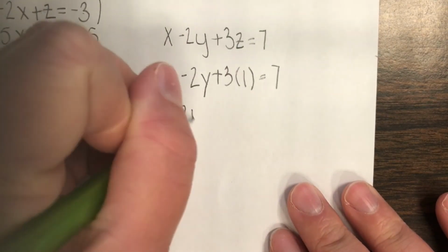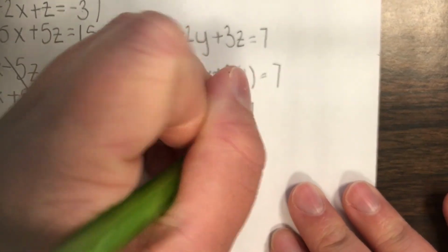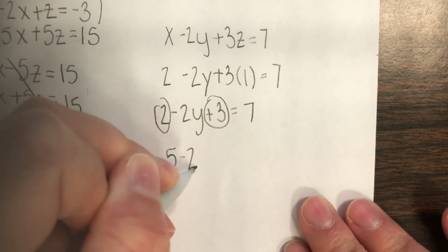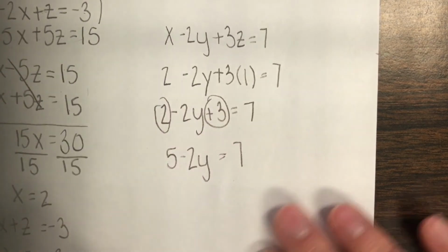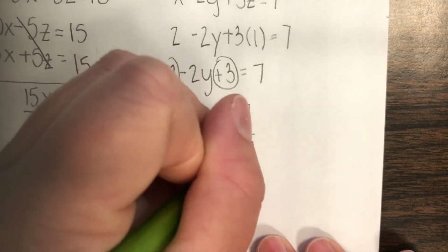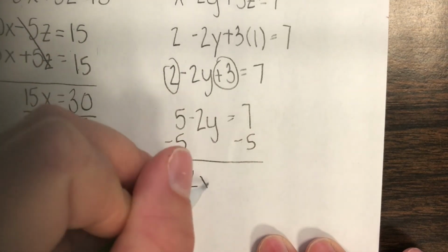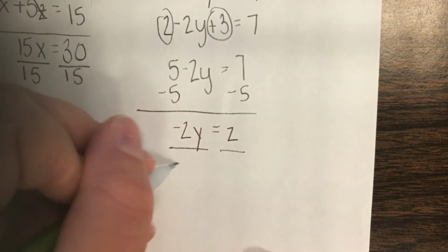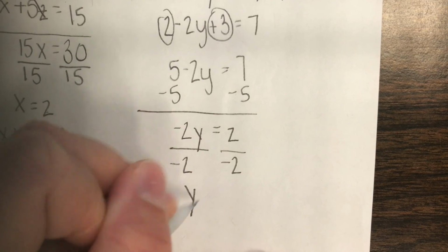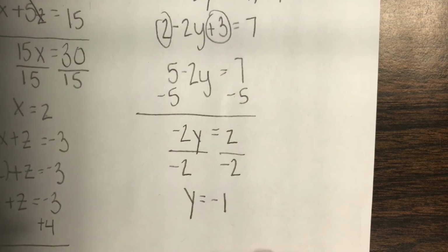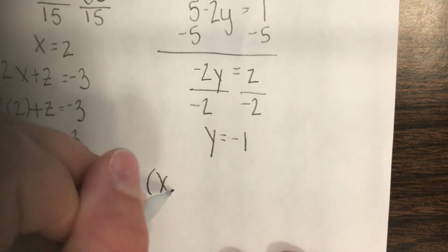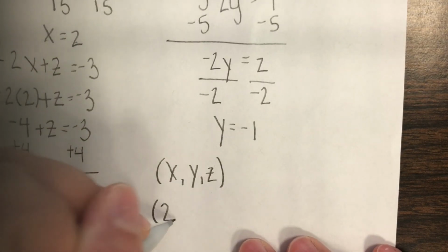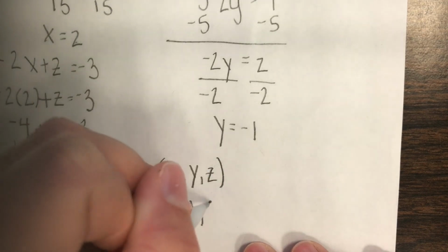So then I'm going to simplify here. 2 minus 2y plus 3 equals 7. 2 plus 3 is 5 minus 2y equals 7. Take away 5 from both sides. Negative 2y equals 2. And then divide both sides by negative 2. Y is negative 1. So then you're going to answer as x, y, z. So x was 2, y was negative 1, and z is positive 1.